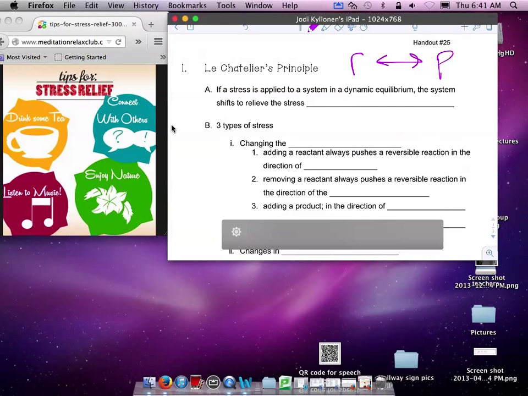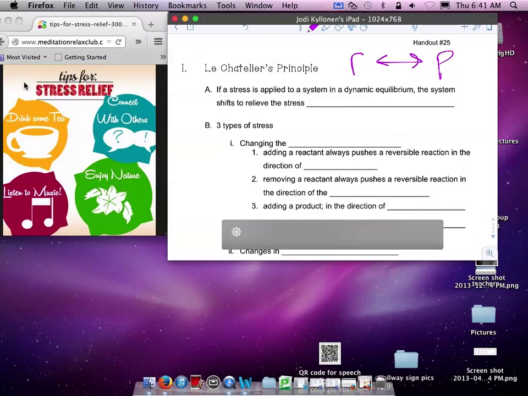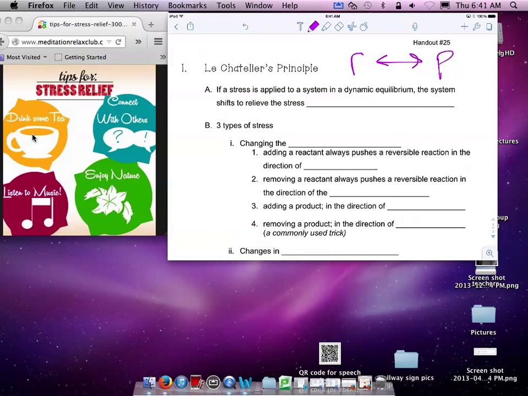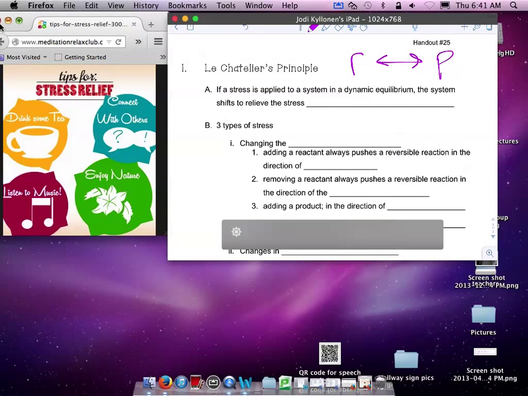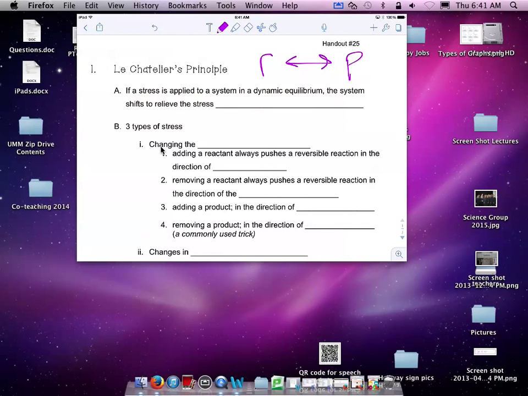Just like people, we would prefer to be low stress. So when we get stressed out, we do something to relieve that stress. Maybe you talk with friends, or go for a run, or listen to music, or drink some tea, or eat ice cream, or whatever it is. People try to relieve stress in different ways. Well, Le Chatelier's principle is that same idea, only for chemical reactions.